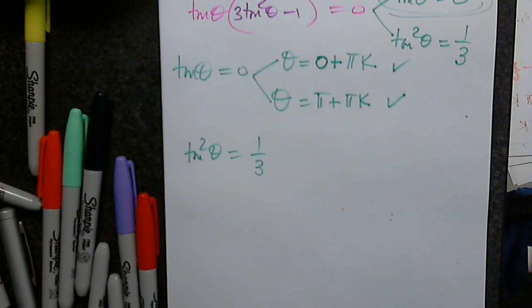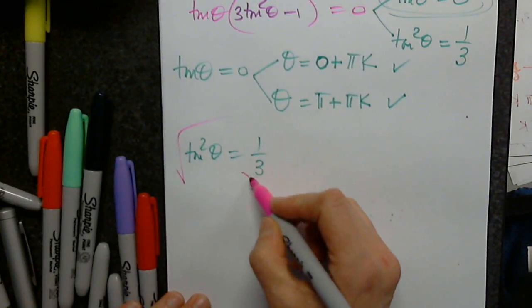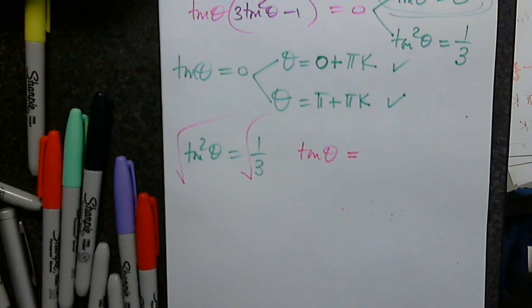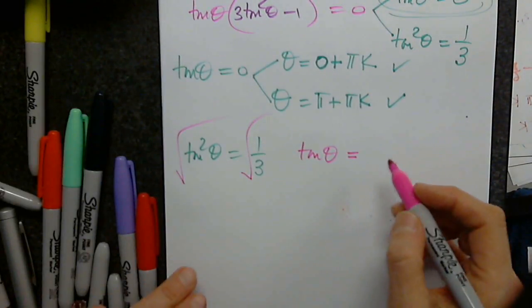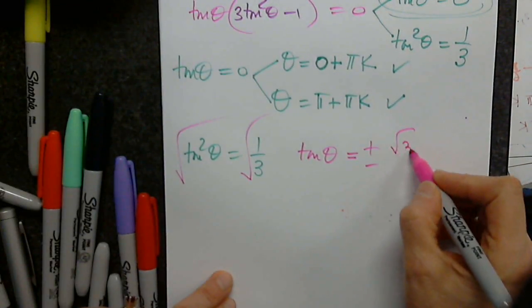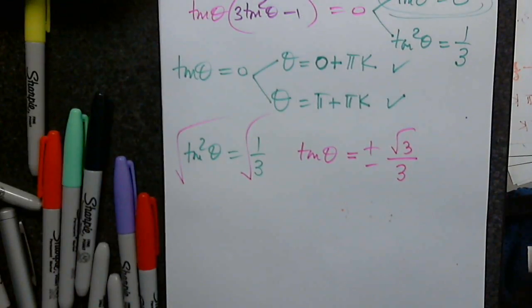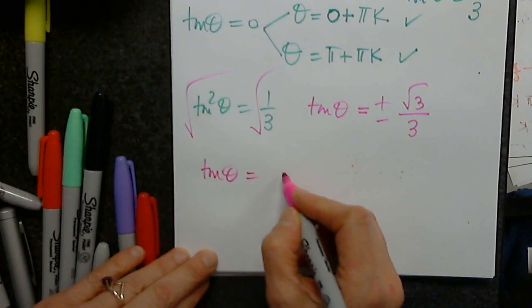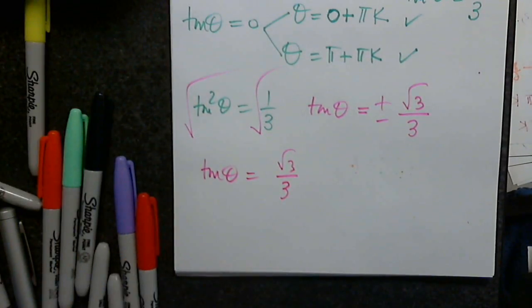What do I do to both sides next? Yes, awesome. I have to apply the square root. So I have tangent theta equals, remember how many solutions we need, so you don't forget something very important. Okay. So I'll have the square root of 1 over the square root of 3, but I need to rationalize. Okay, so there are two possibilities here. Tangent theta is the square root of 3 over 3.